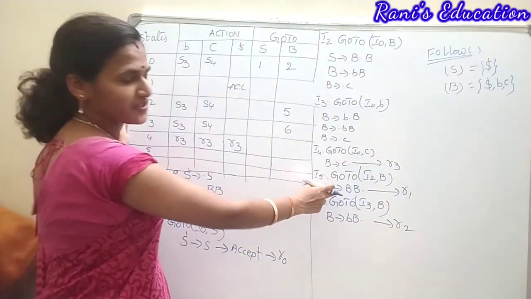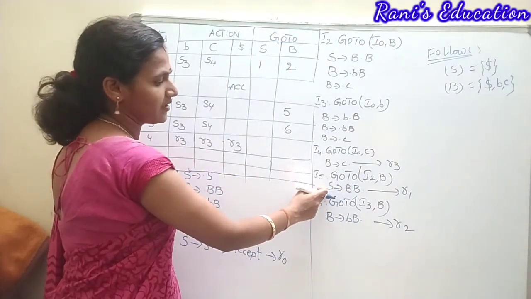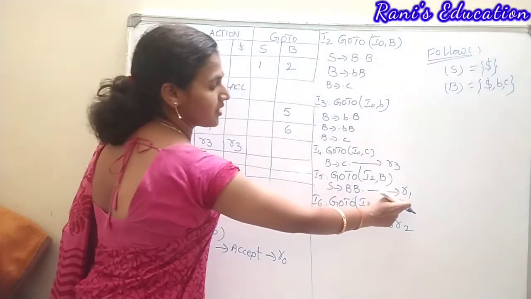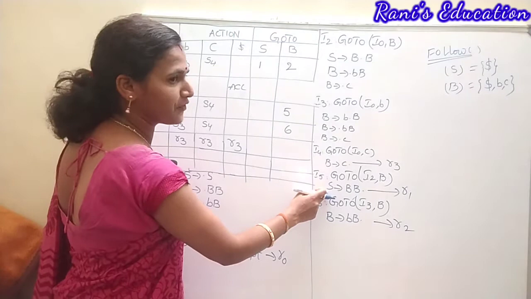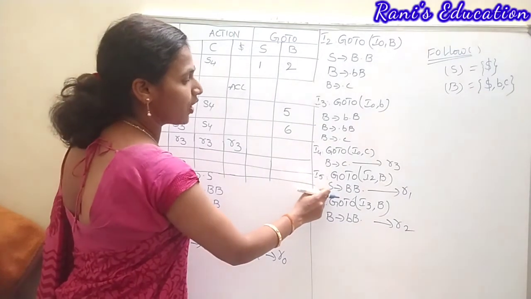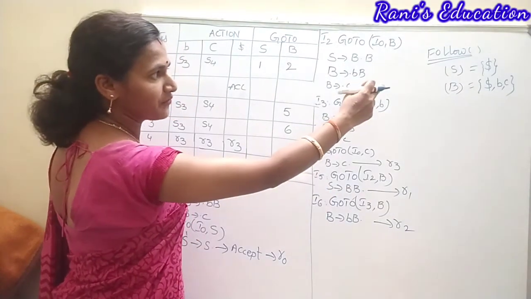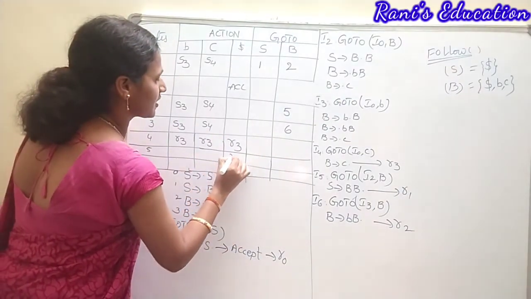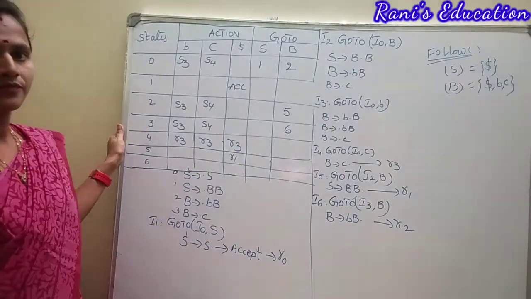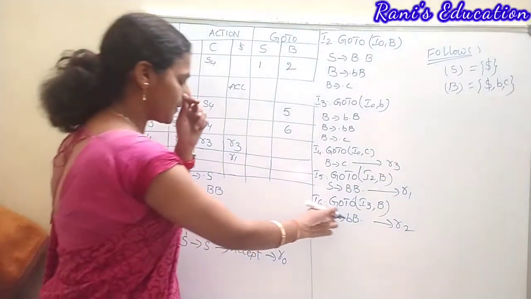This is also a reduced production, right? So what is the reduction number? R1. Now for which grammar symbol are we supposed to compute the follow function? Follow of S. What is follow of S? Dollar. So under dollar, you are going to write the reduction number as R1. Clear? Now move on to I6.